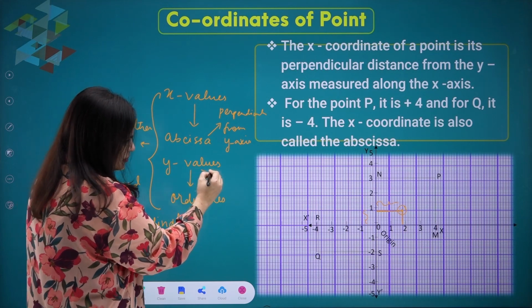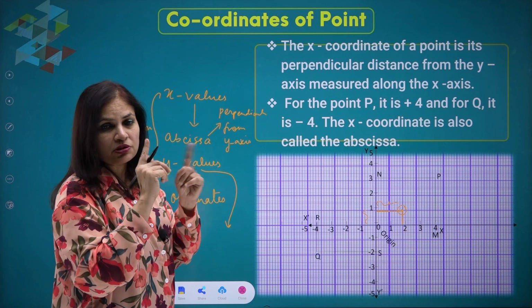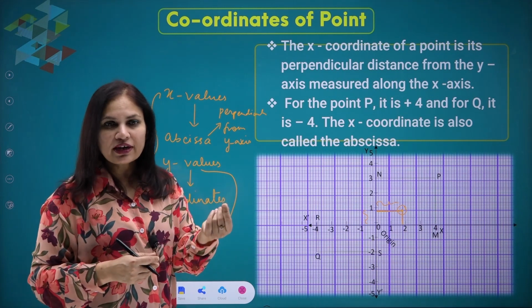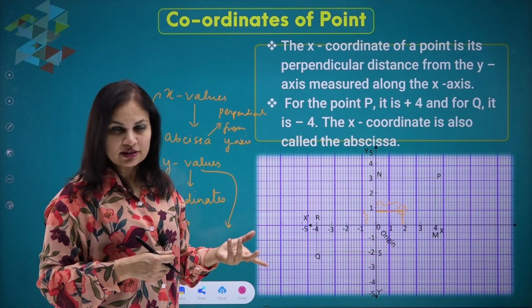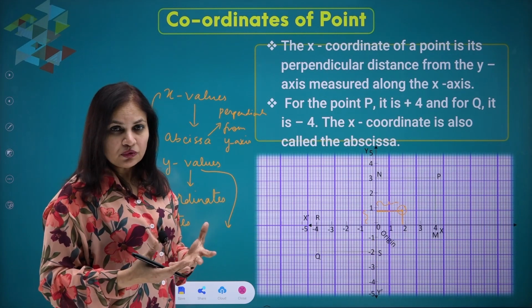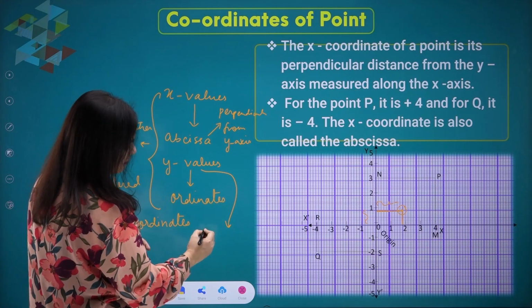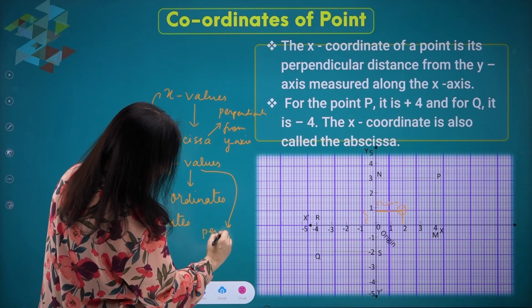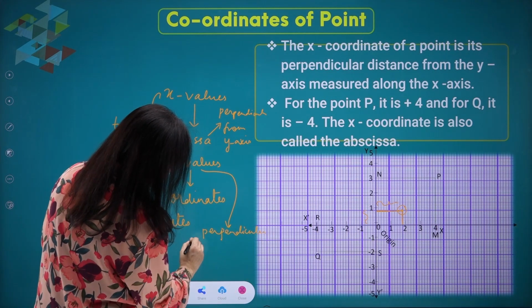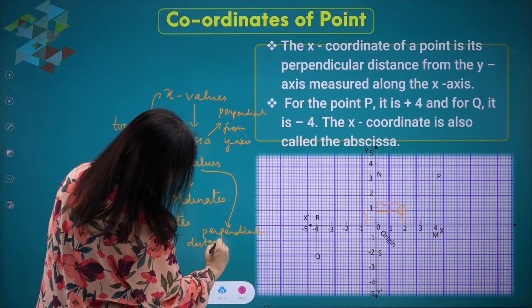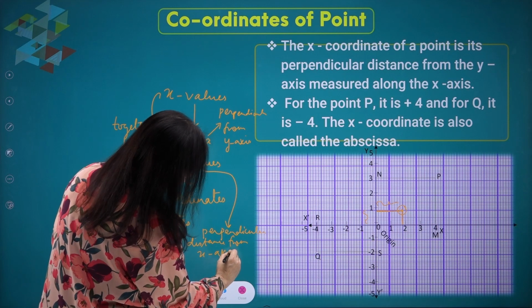It's very interesting and very easy to remember. In coordinate geometry, you have to just remember the opposite terms. If I have to find the x value, we have to take the perpendicular distance from the y-axis. If I have to find the y value, I'll take the perpendicular distance from the x-axis. So the y value is the perpendicular distance from the x-axis.